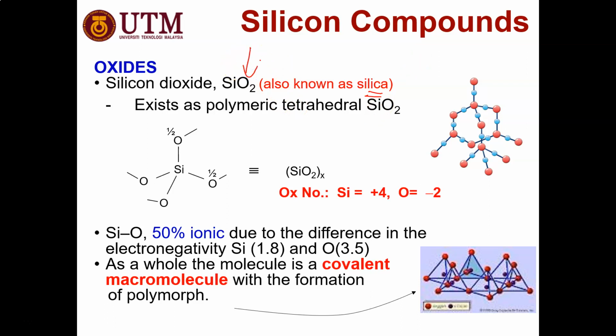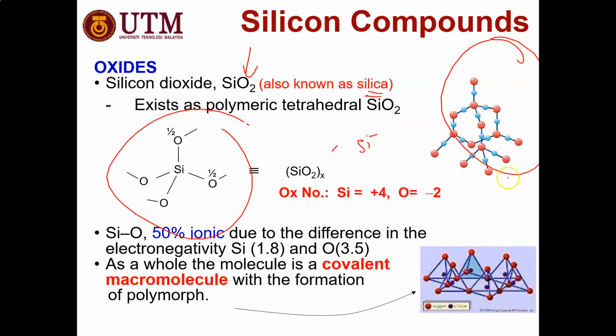So structurally it actually exists as a polymeric tetrahedral SiO2. So dia memang Si dengan 2 O, tapi sebenarnya structure dia ada besar macam ni. It is a polymeric tetrahedral macam ni yang bersambung-sambung. So even though it is a covalent macromolecule, with the formation of polymer, dia ada 50% ionic characteristic.